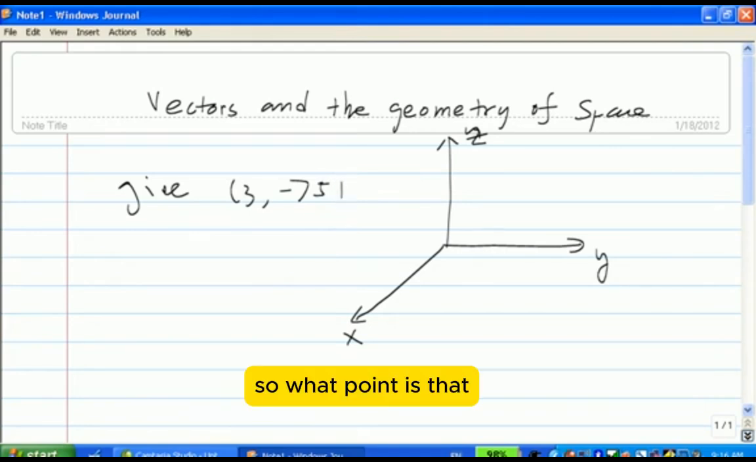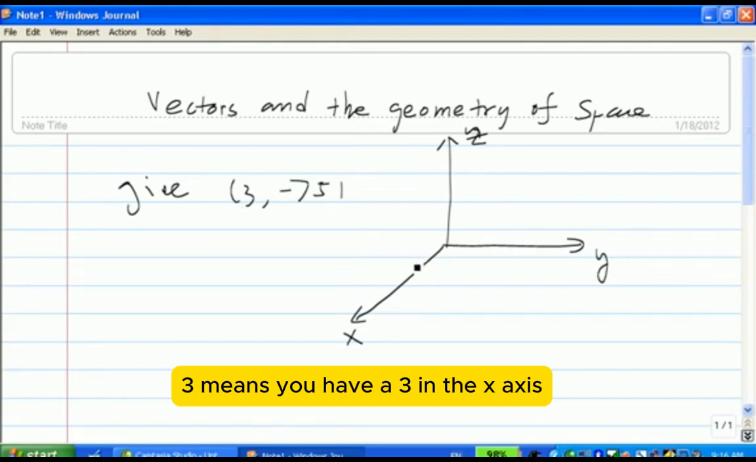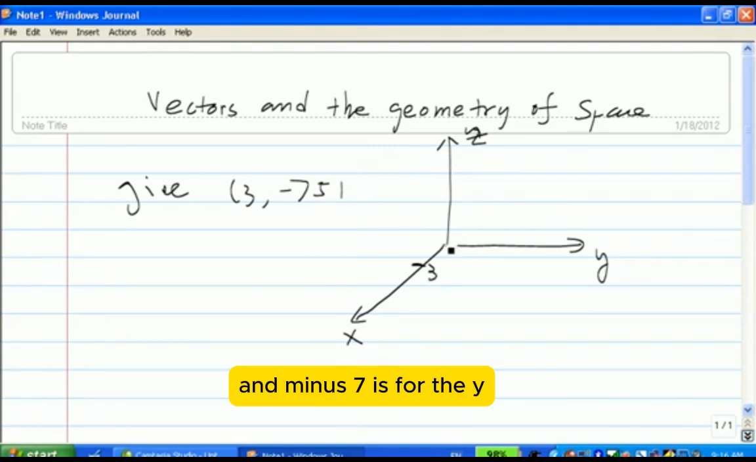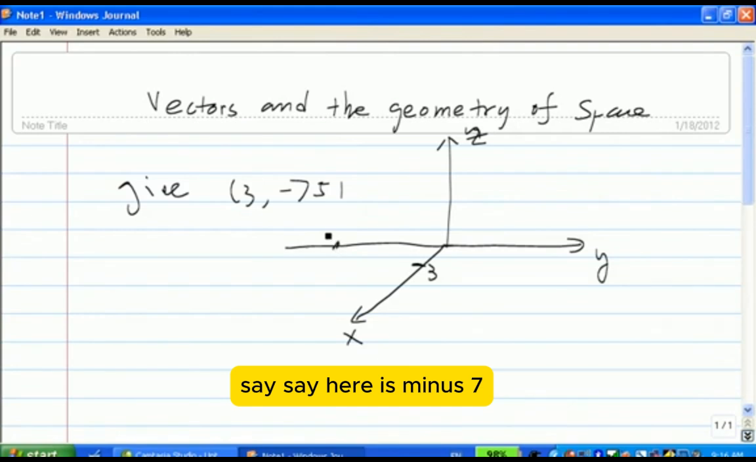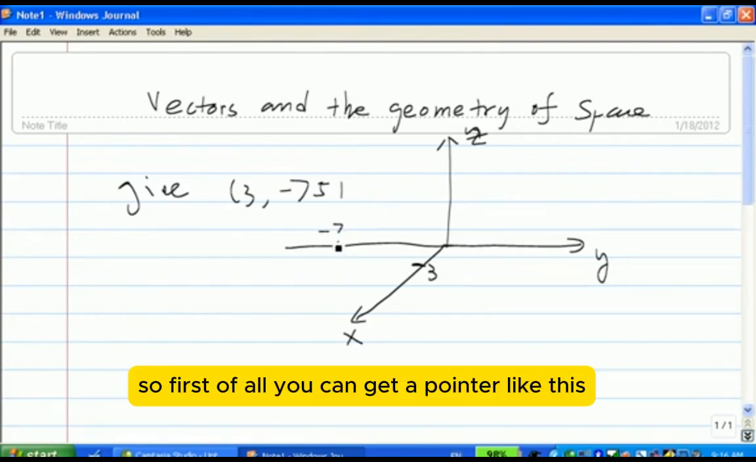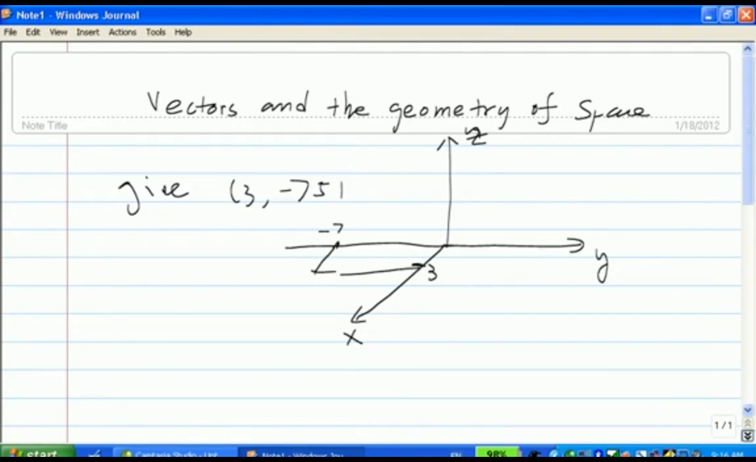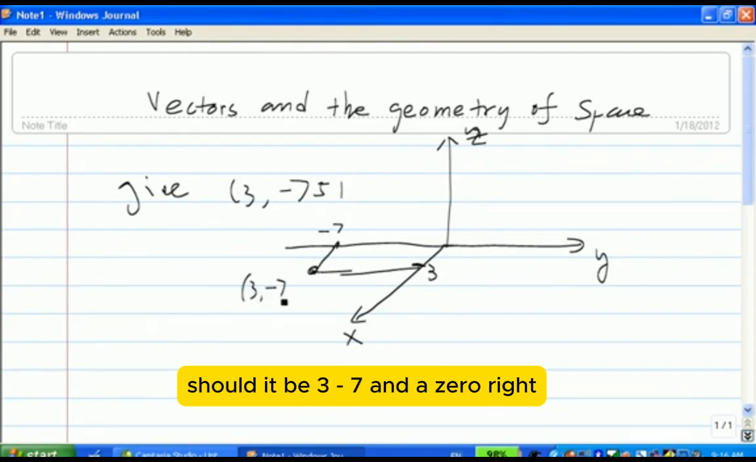So what point is that? 3 means you have 3 on the x-axis, and -7 is for the y. Say here is -7. So first of all, you can get a point like this. What's the coordinate for this point? Should it be 3, -7, and 0, right? Because this is on the xy plane, the z coordinate is 0.